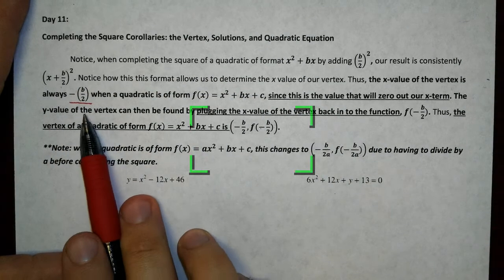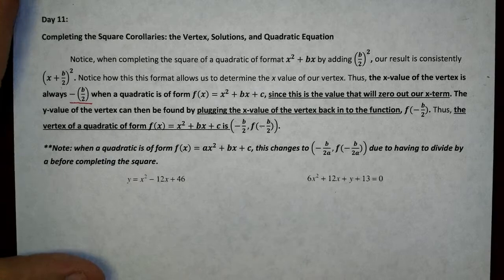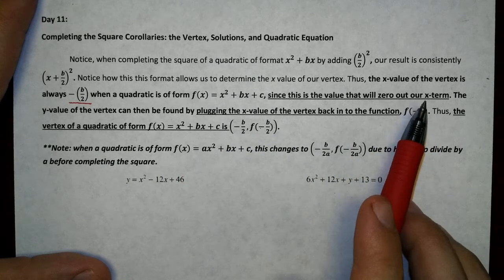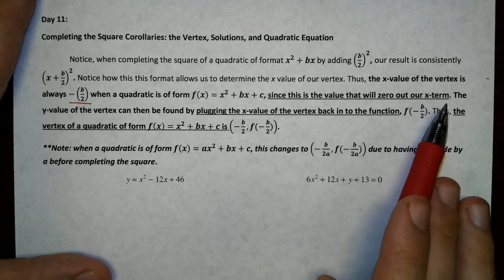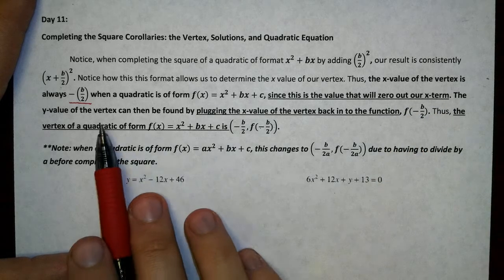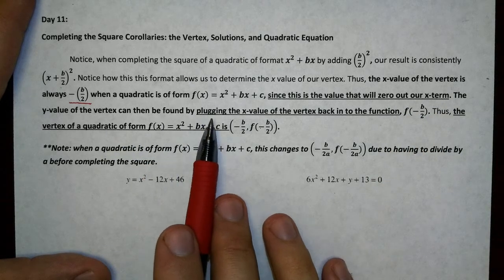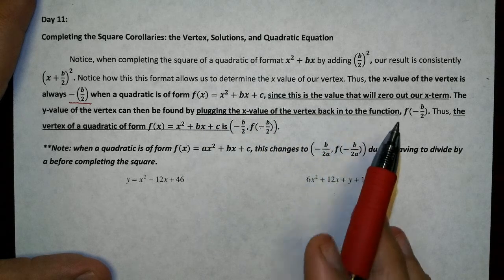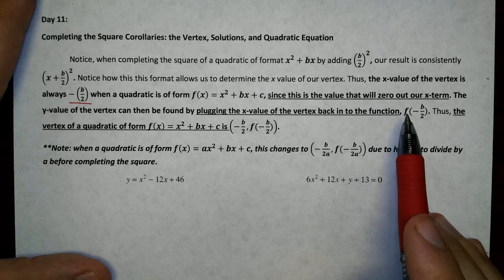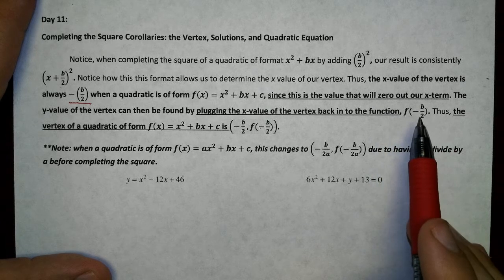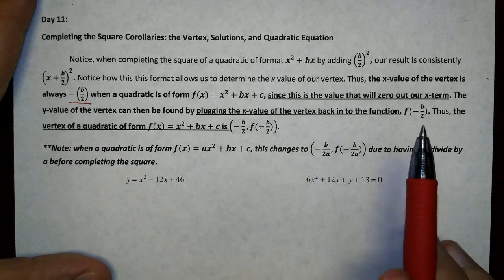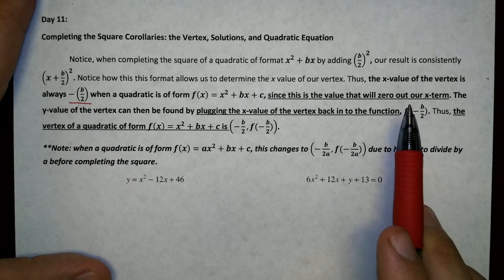Now, once we have our x value, we can then go and find the y value. How do we do this? You may already know. The y value of the vertex can be found by plugging the x value of the vertex back into the function, where we have f of negative b divided by 2. Remember, this is our x value. We then take it to find the y value and plug it into here.